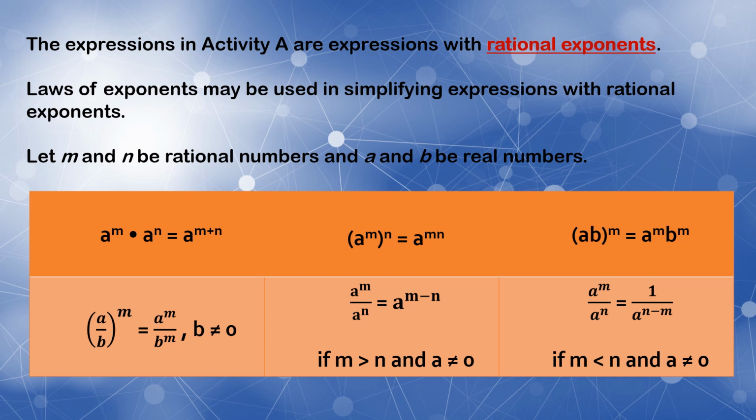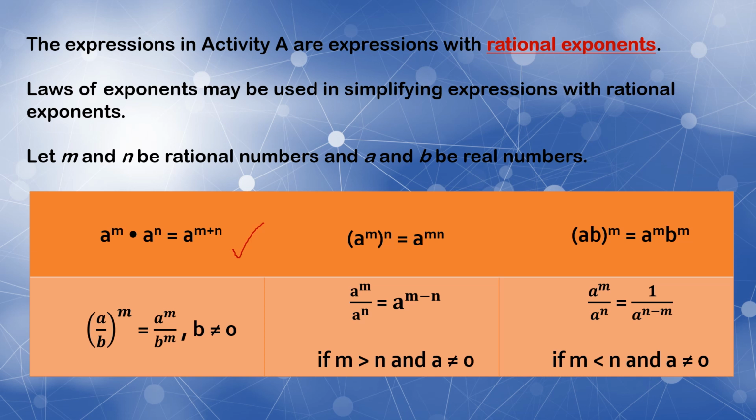The expressions in activity A are expressions with rational exponents. Laws of exponents may be used in simplifying expressions with rational exponents. Let m and n be rational numbers and a and b be real numbers. So let's have a review of these laws of exponents. First, we have a raised to m times a raised to n is equal to a raised to m plus n.